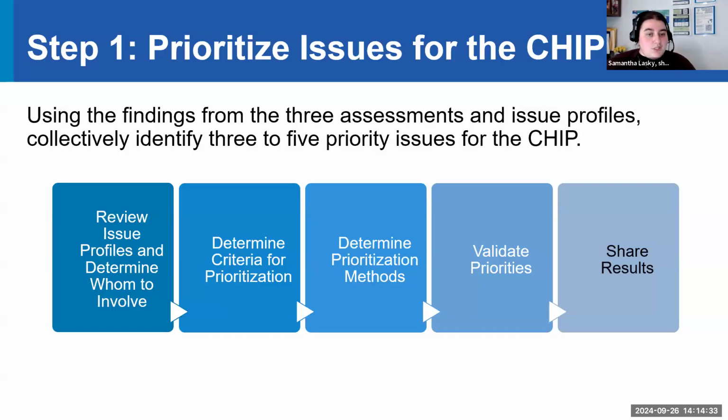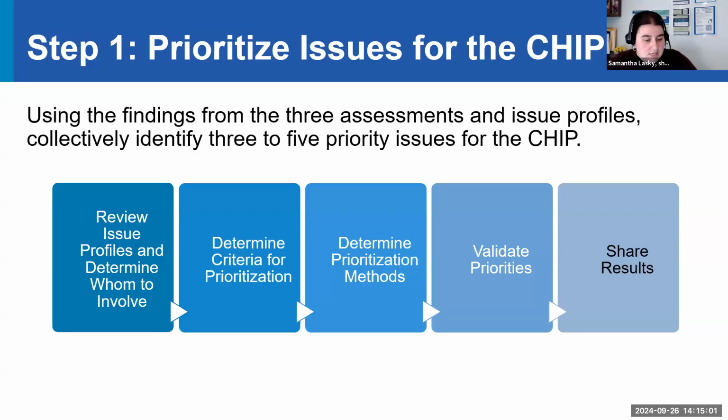So the first step is really prioritizing the issues for CHIP. At the end of phase 2, the community developed a set of strategic issues based on your community health assessment findings. The next step is to finalize the prioritization of these issues. Prioritization allows the community to narrow down the issues to a manageable number so it can target resources, use existing efforts, and develop achievable goals and strategies to address community needs.